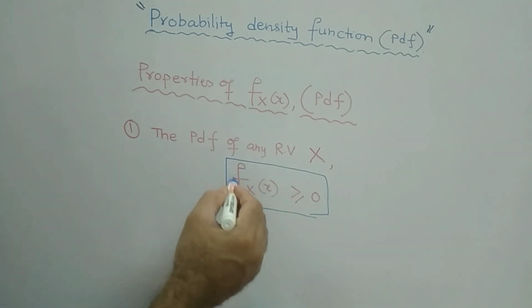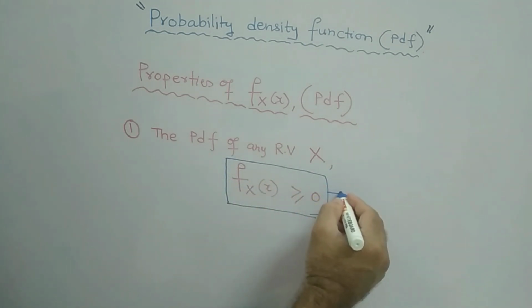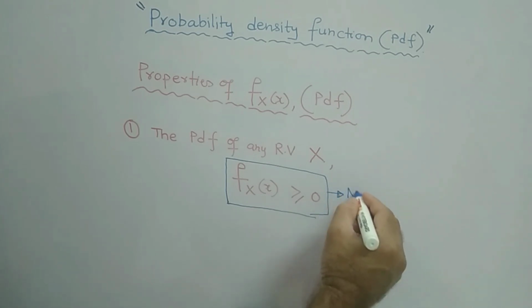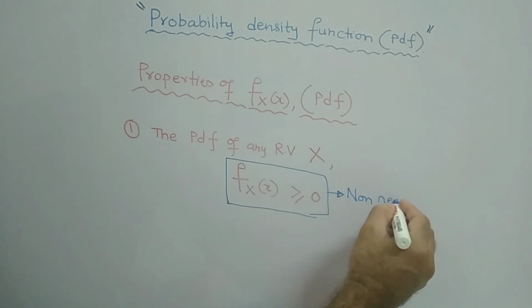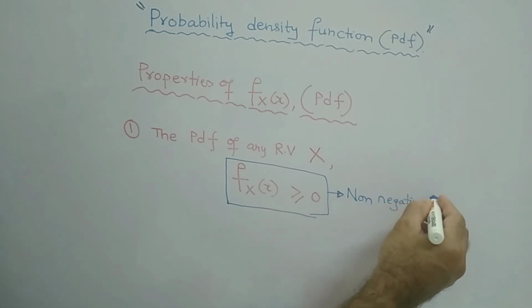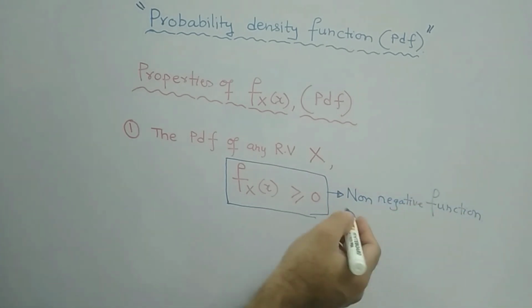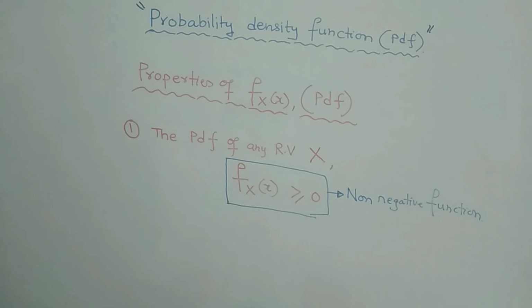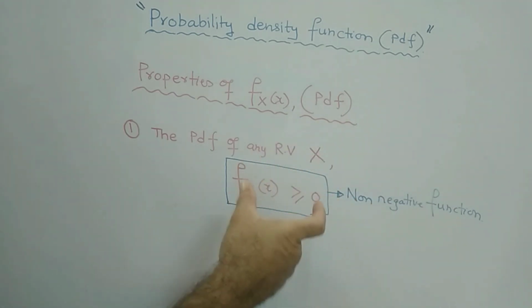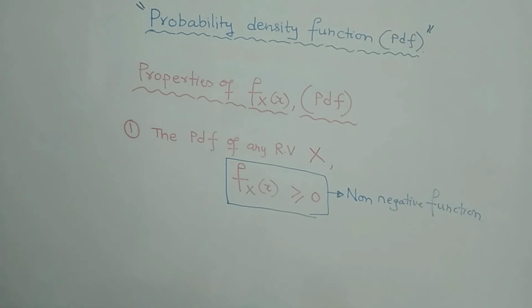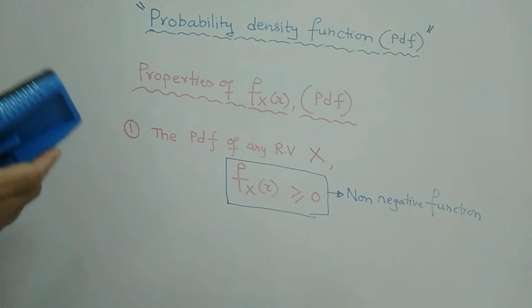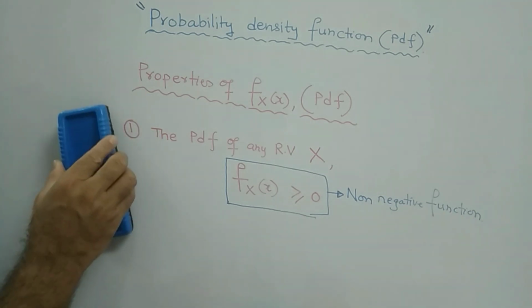This indicates that your density function is a non-negative function. Remember that. It is a non-negative function. It means the value of f x of x should not be negative. It must always be positive, either 0 or greater than 0. So therefore it is called a non-negative function. This is one of the important properties of a density function, f of x is greater than or equal to 0, and this is the first property.